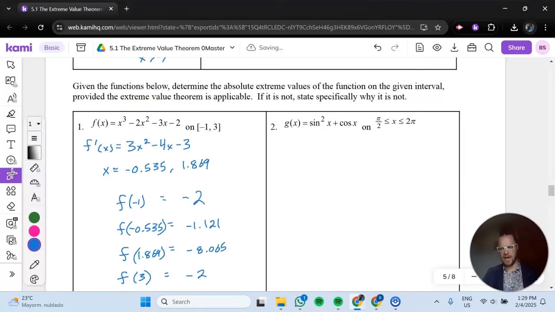So the biggest one I have, which is a little bit awkward to realize, is this one. Because even though it's negative, it is the least negative. So it's the biggest one. And this is the most negative, so that is my absolute minimum.